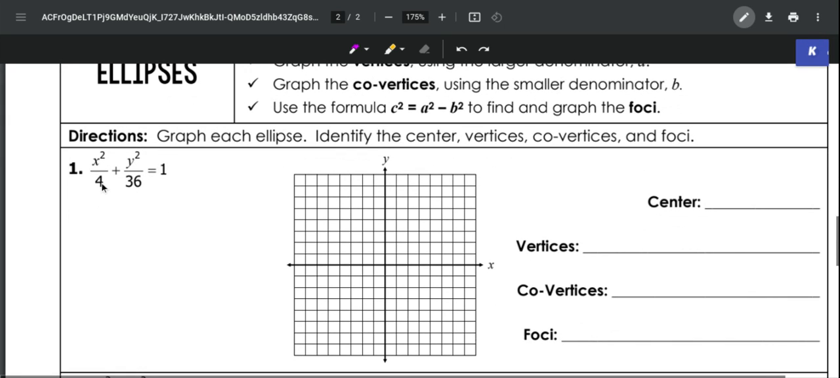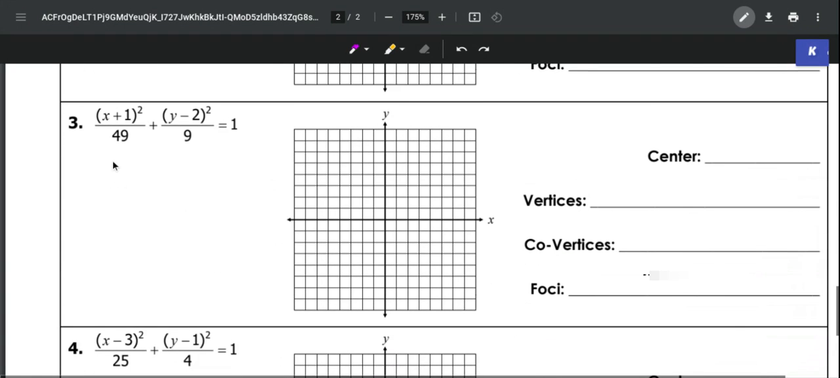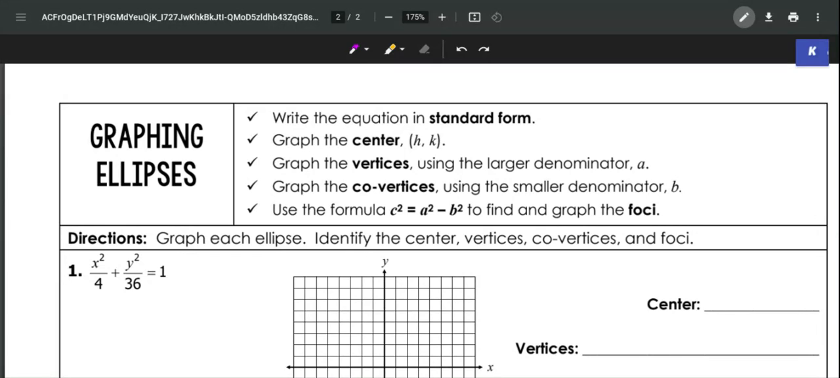So when we're looking at each of these fractions that we have in 1 through 4, whichever denominator is larger, that's a. That's telling us where our major axis is, because those are our vertices. And then, I'll get to another point that it tells you. There's a lot of tricks that these give you just by looking at the equation. All right, so then the co-vertices, that's using the smaller denominator, which is b. That's going to be like our minor axis. That's kind of our hint there. That's what it's telling us.